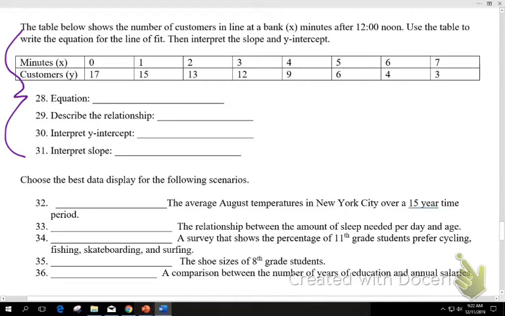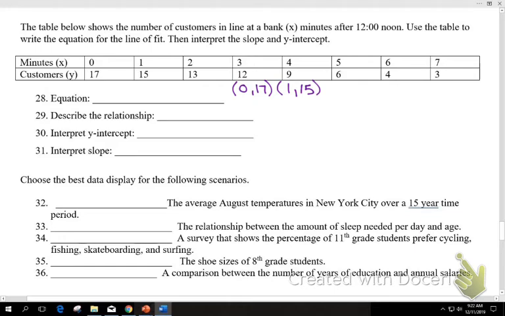All right? If you remember with a table of values, you can pick any 2 ordered pairs. You can pick the first 2, the second 2, the third 2, whatever, okay? So I would suggest just starting with the first 2. Usually that involves that 0 for x, which could be helpful. And pull those ordered pairs out. 0, 17, 1, 15.